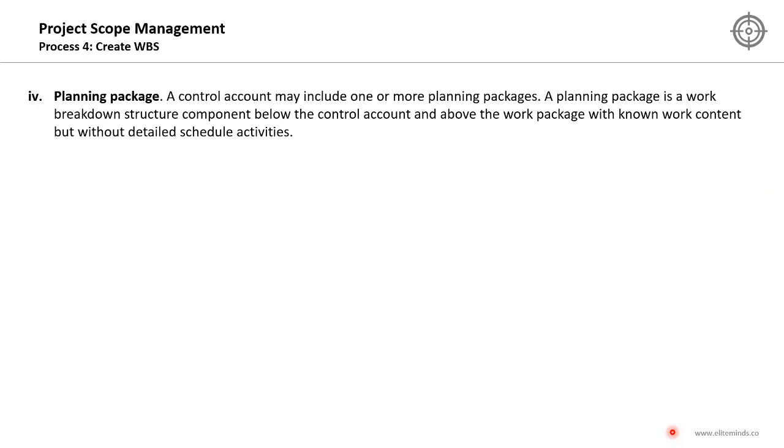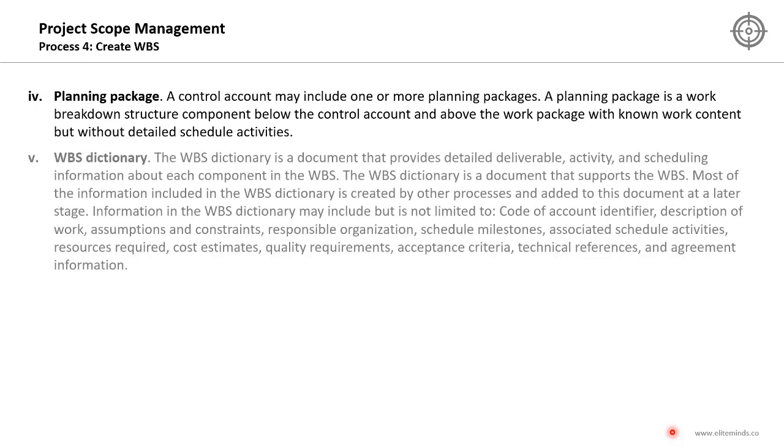The planning package is another level in the work breakdown structure. A control account may include one or more planning packages. A planning package is a work breakdown structure component below the control account and above the work package, with known work content but without detailed schedule activities. So it's for easier management. The planning package is a component that is above the work package level and below the control account level. It's in between them.